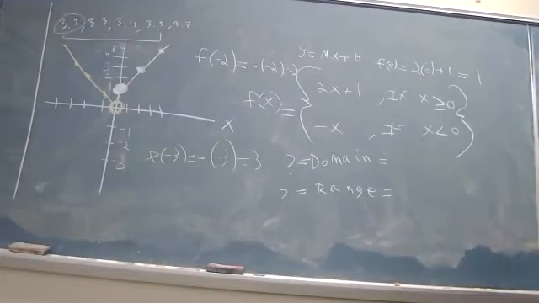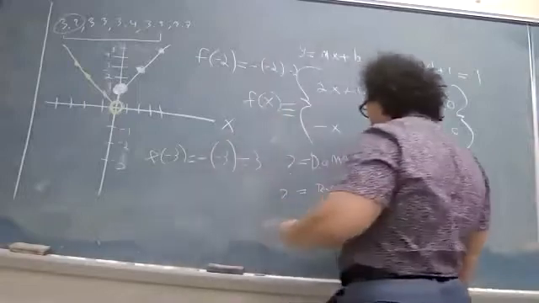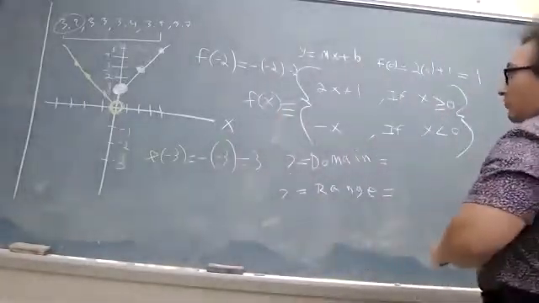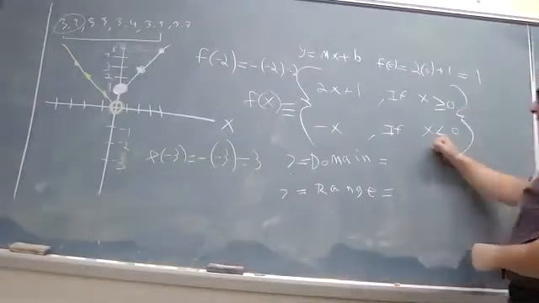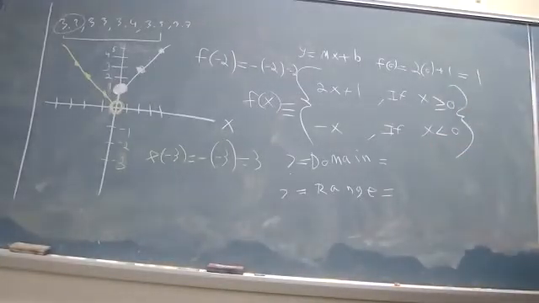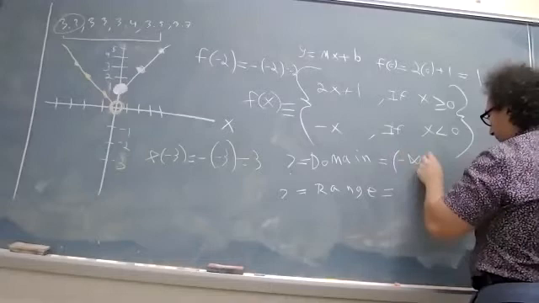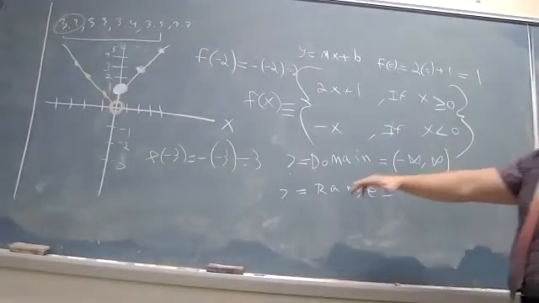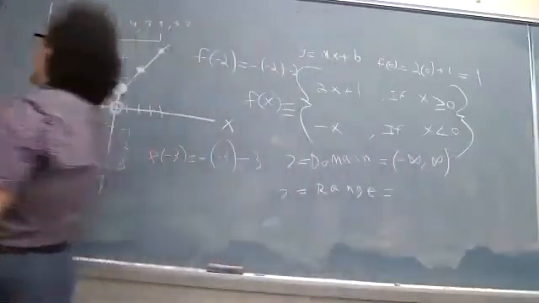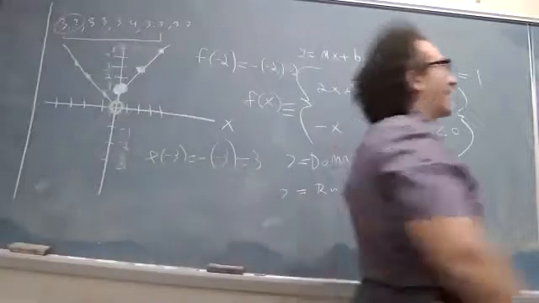So what is the domain and what is the range? Well, we notice that the domain, this function is defined for all real numbers, because anything to the left of 0 is defined by the yellow, and anything at 0 and beyond is defined by the white.